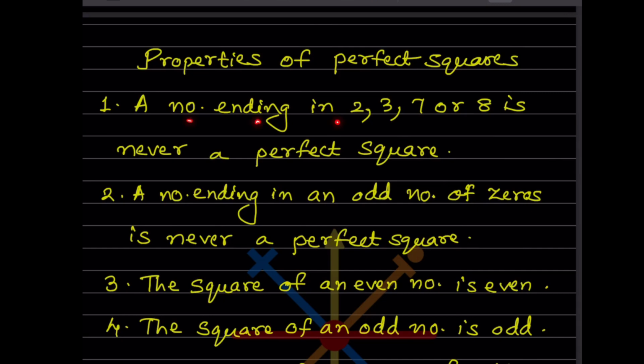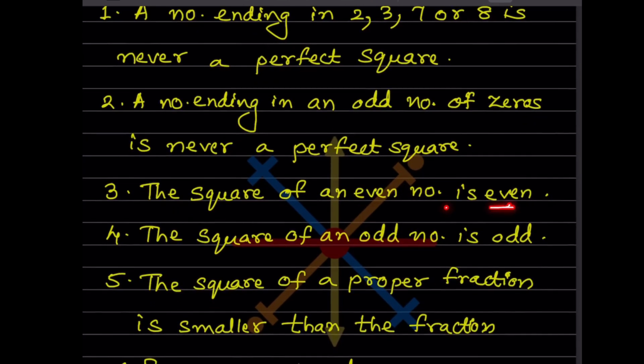A number ending in, suppose there is a number whose units place digit, also called the ones place digit, is 2, 3, 7 or 8, is never a perfect square. A number ending in an odd number of zeros is never a perfect square. The square of an even number is even. The square of an odd number is odd.